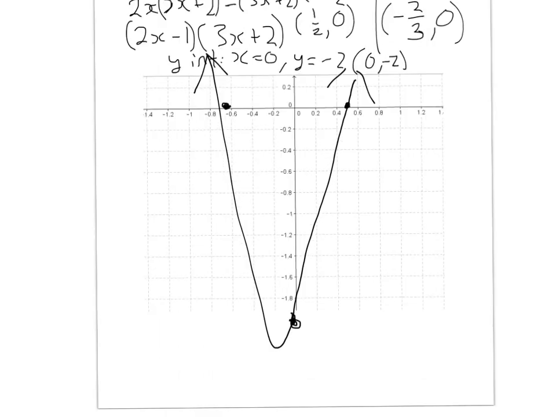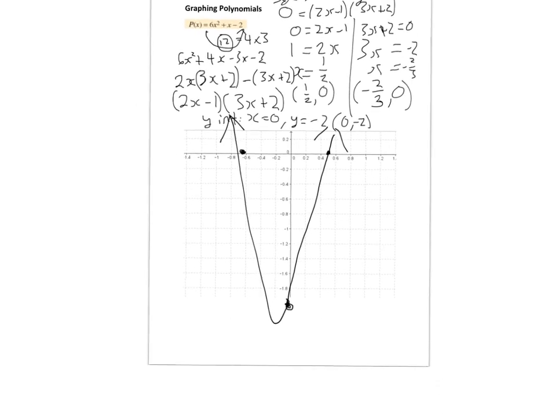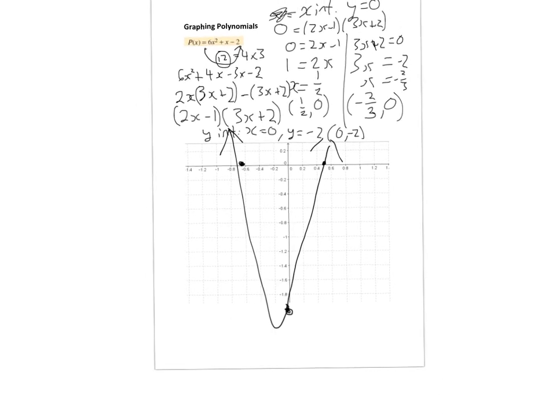Okay guys, so that's pretty much it. And just remember that halfway between these two roots we have the point at which the curve actually turns or changes direction. Now that is what we call the vertex, and it occurs slightly over here at about minus 0.08. That's it.